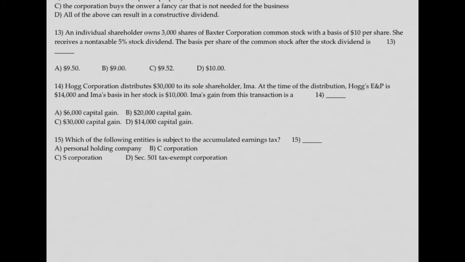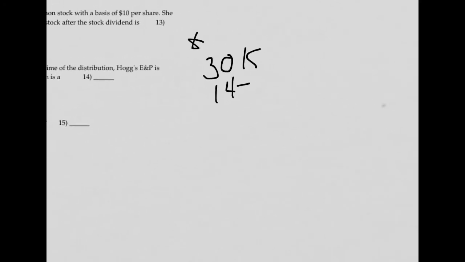There's earnings and profits of 14,000. The payout is 30,000. That's the distribution. Basis in the stock is 10. What happens from a tax standpoint? So let's first look. The first 14 of the 30,000 is considered what? A dividend. To the extent of earnings and profits, it's a dividend. That's the general ordering rule.